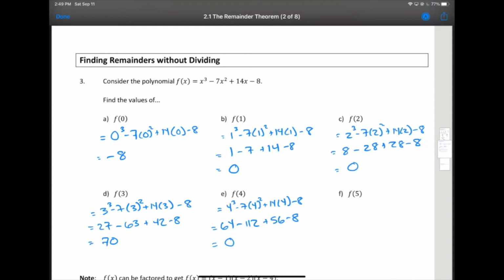I'm good at math techniques. Basic stuff like this is just a waste of time, a waste of brain power.